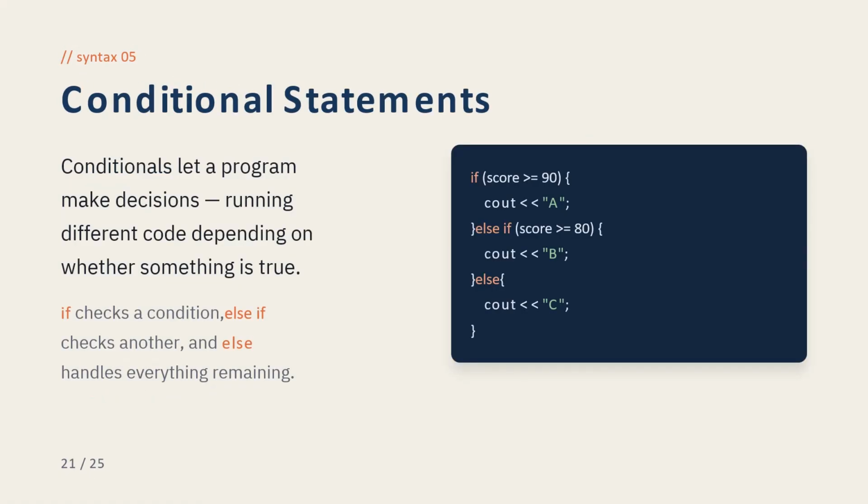And here are the conditional statements. This allows programs to make decisions. The if statement executes code when a condition is true. If the first condition is false, else if checks another condition. Finally, the else block gets executed.